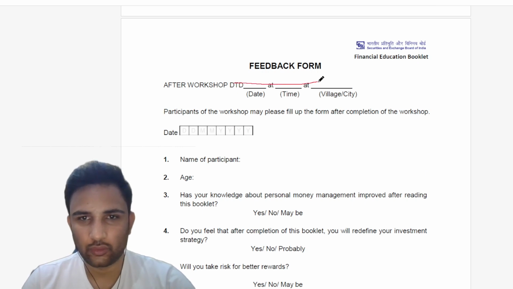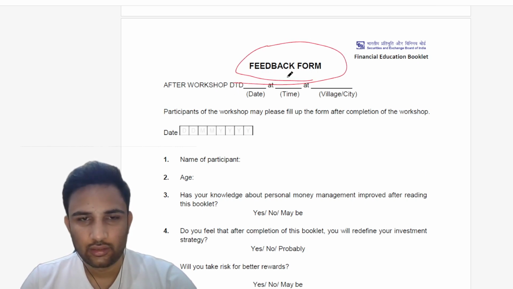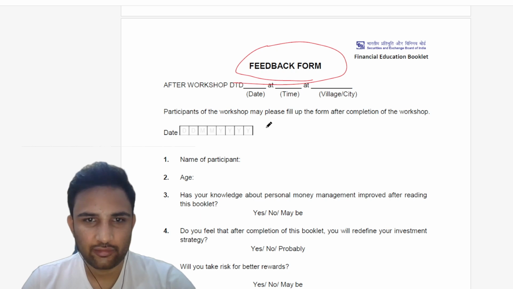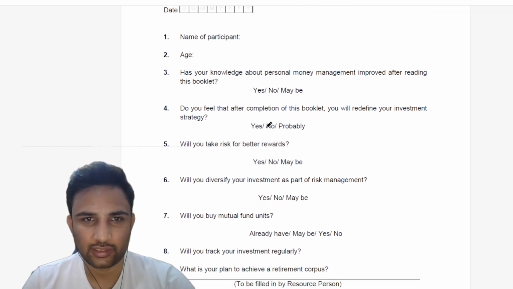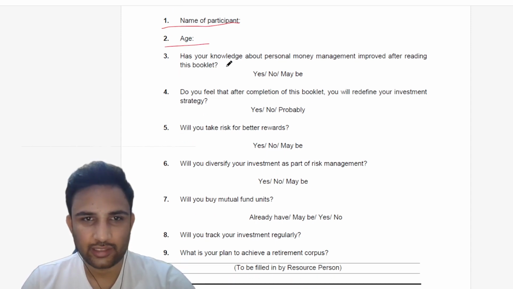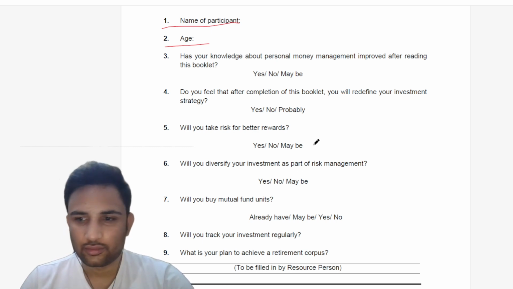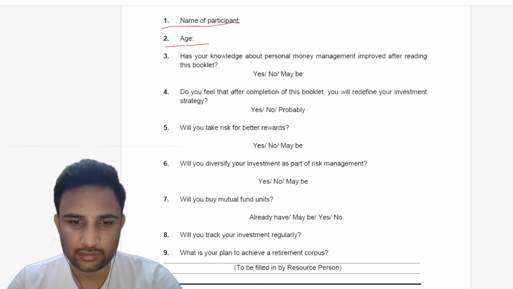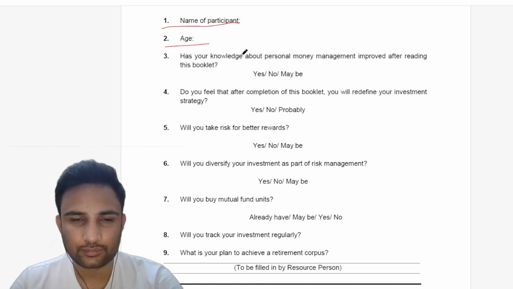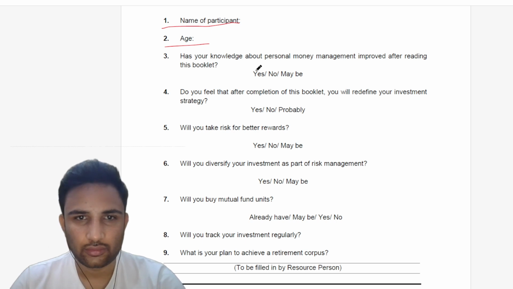So this is a feedback form of the financial education that we just studied. So let's start with some questions. Here we can enter our name and age. Question number 3 is: has your knowledge about personal money management improved after reading this booklet? You can answer the questions with a yes or maybe option. So let's answer some of the questions here. So we can definitely tick the yes.